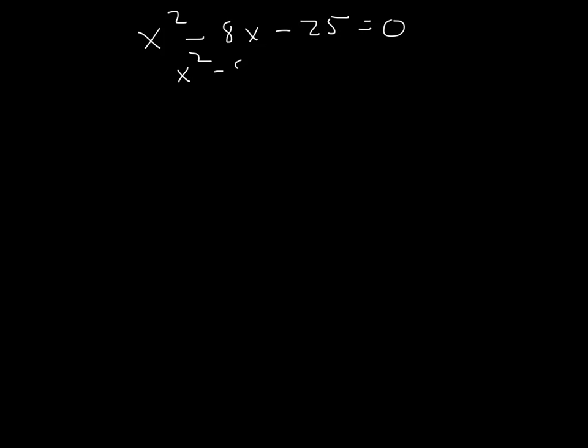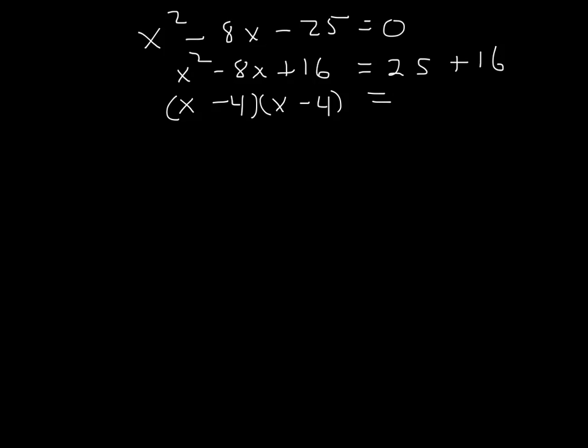Step 1, we move the constant to the right side. So the 25 moves over to the other side. Step 2, take half of this number and square it. Half of 8 is 4. 4 times 4 is 16. So we're going to put plus 16 here. But we can't put plus 16 unless we put plus 16 over there as well. When we do this correctly, this will be a perfect square. That means that it'll be the same factor twice. In this case, it's just x minus 4, x minus 4. On the other side, we just add the numbers together, and you get 41.